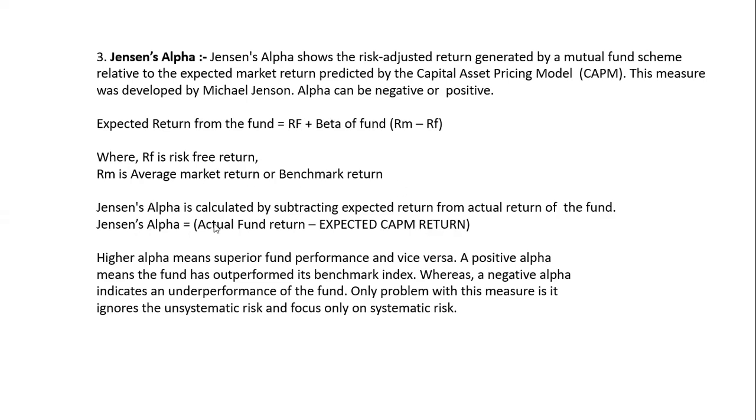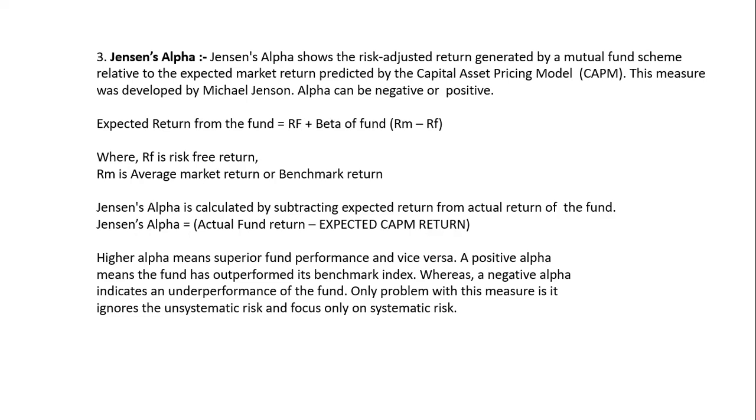And second, if your actual return is 8% and the expectation of CAPM return is 10%, you will get negative alpha. Negative alpha means it is an underperformer. The only problem with this measure is it ignores the unsystematic risk and focuses only on systematic risk. In Jensen, we are not considering the total risk of the market. We are only considering the risk which is unavoidable. It is only considering the beta of the fund.